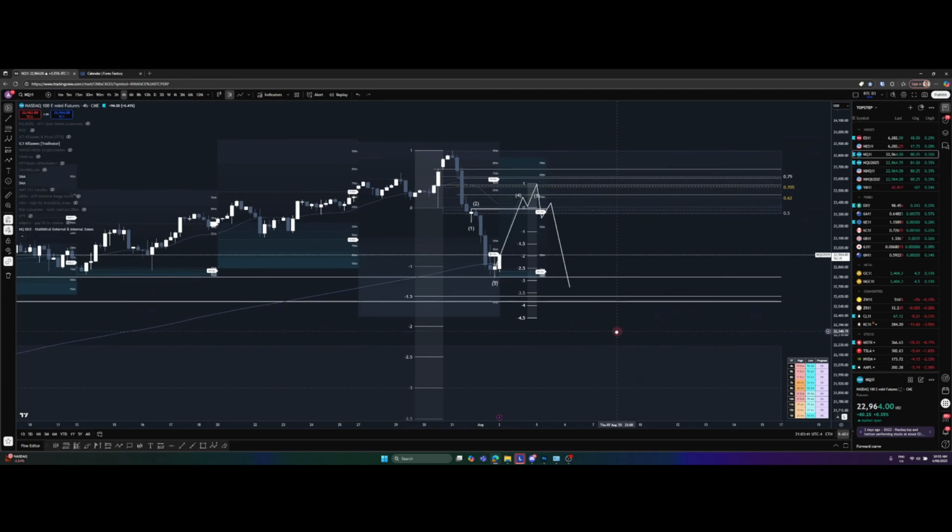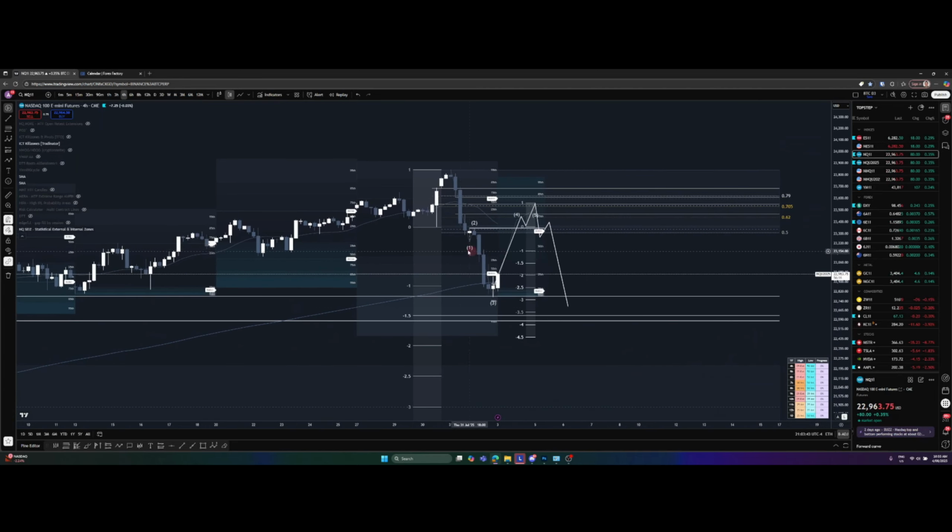So that's what I'll be looking for this week. Obviously, invalidation will come if we come around like this and then we flip the BPR and the SIBI that's in here into bullish continuation.